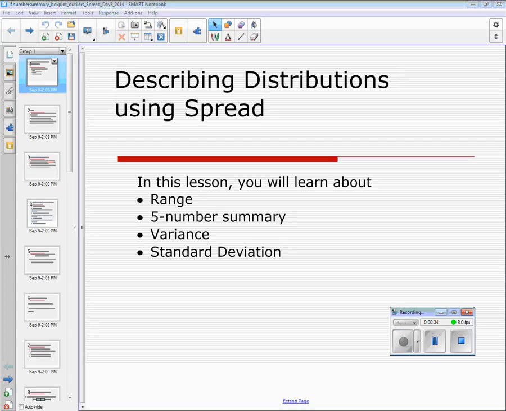So what exactly is spread? We already know what center is, we know what shape is, but what is spread? So when I say the word spread, what do you guys think of? Cream cheese? Butter?